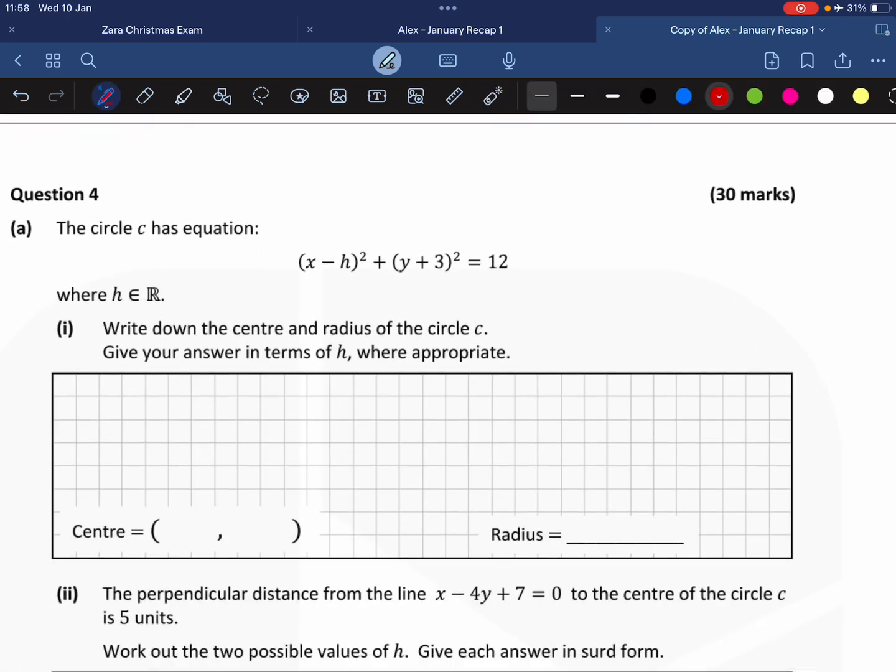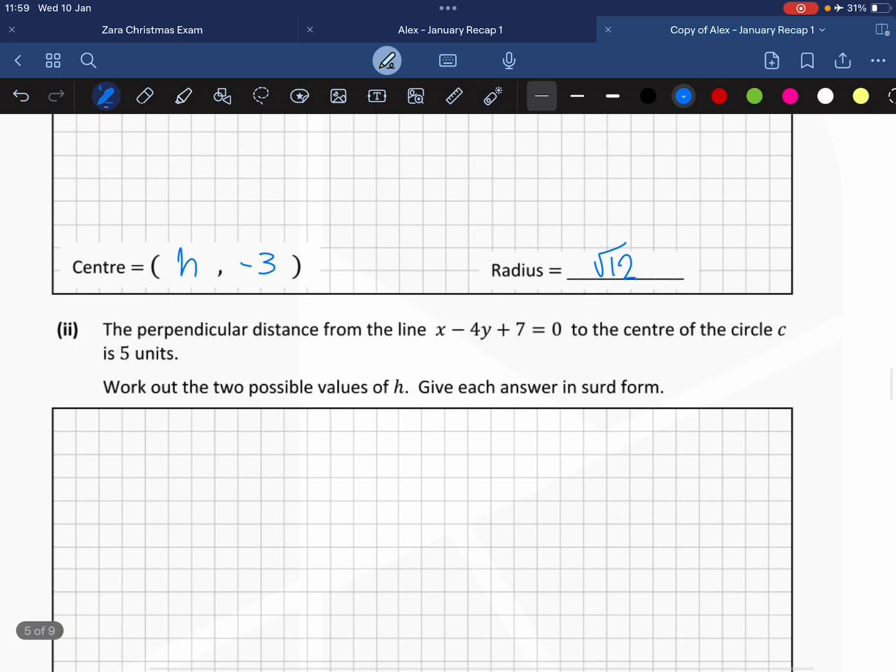Now, it says the circle C has equation x minus h squared plus y plus 3 squared is equal to 12, where h is an element of R. Write down the center and radius of the circle. Give your answer in terms of h where appropriate. So when it's in this form, we know that this number right here is equal to r squared. So to find r, we just need to take the square root. So we know the radius, square root of 12, and the center is going to be h, minus 3.